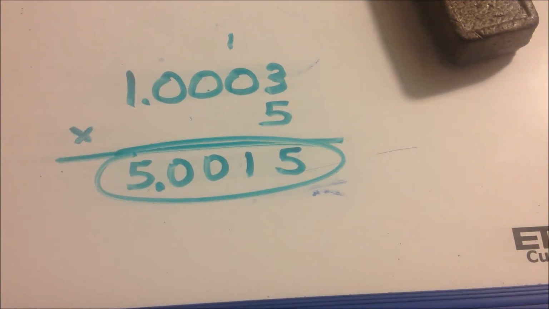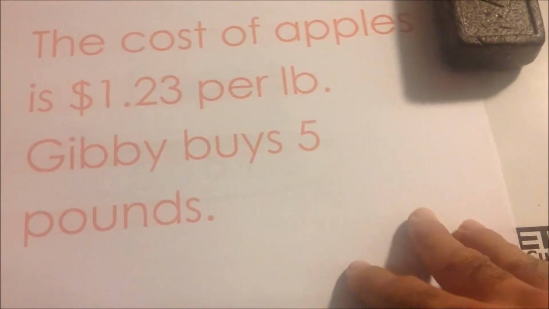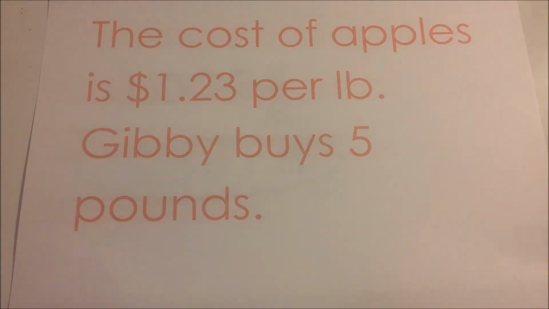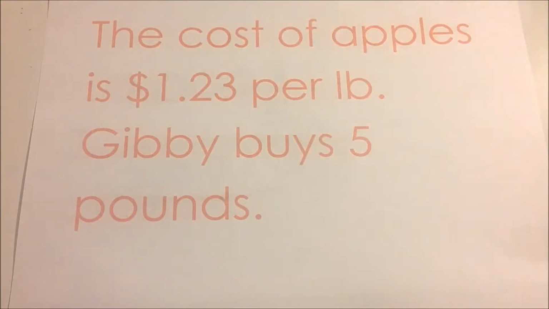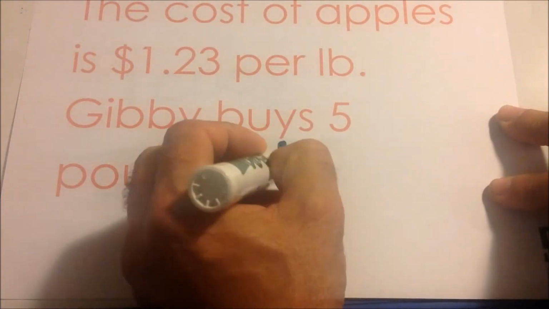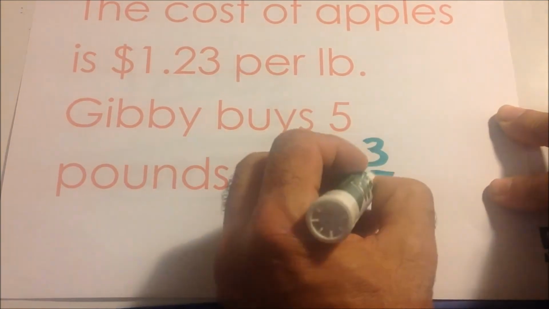Let's do a word problem. Let's say the cost of apples is $1.23, and Gibby buys 5. So how can we get the product? It's $1.23, or 1.23 times 5.